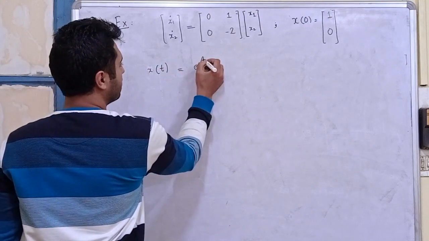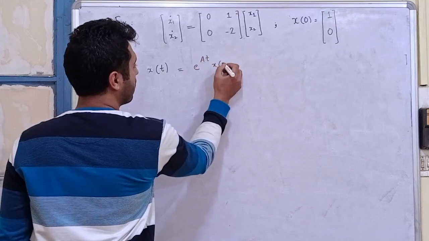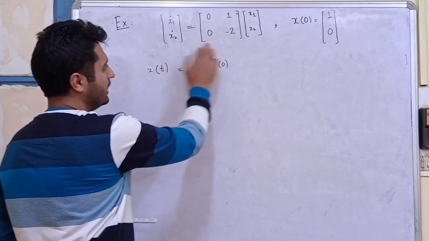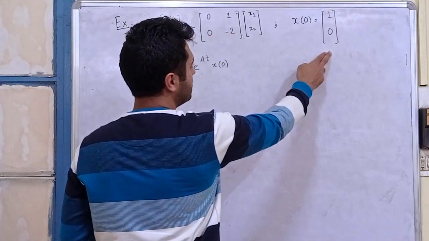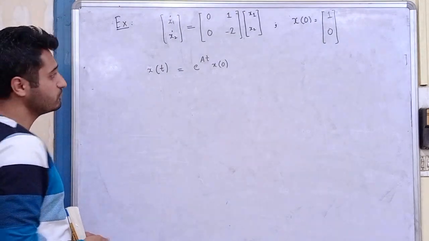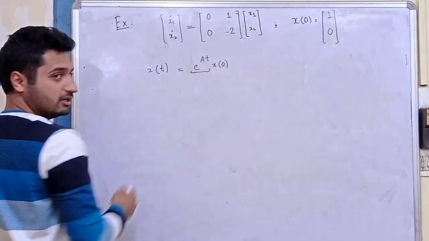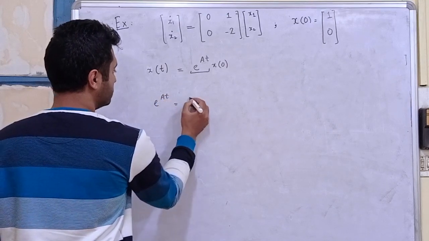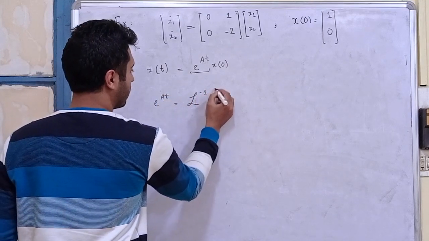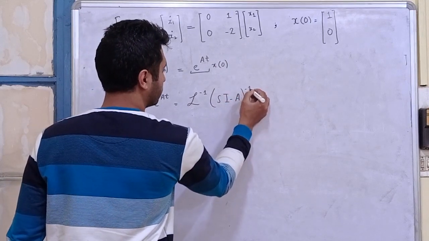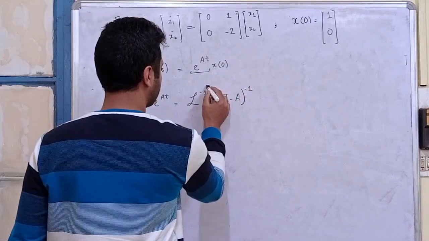e to the power At into x0. यही होता है ना? अगर खाली इतना पूछा गया है कि आपके पास एक मैट्रिक्स है एंड इनिशियल कंडीशन है. So all the computation has to be done on this e to the power At. So this e to the power At is equal to the Laplace inverse of, पढ़ा होगा आपने, sI minus A inverse. ये होता है.